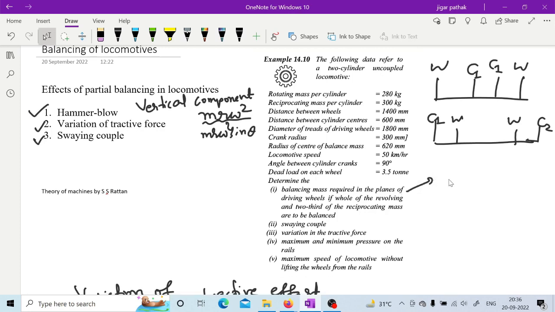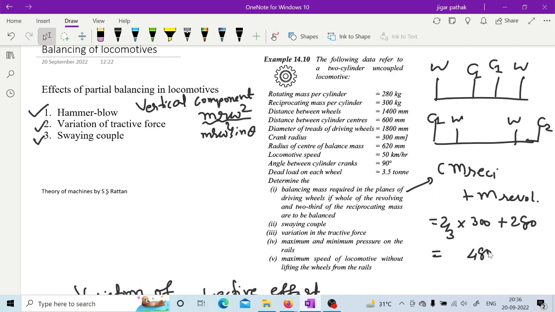Total mass to be balanced will be that fraction of reciprocating mass plus the full revolving mass. The fraction is given as 2/3, reciprocating mass is given as 300, and revolving is given as 280. So you will have 480 kg of mass that needs to be balanced. Yes or no? Correct?